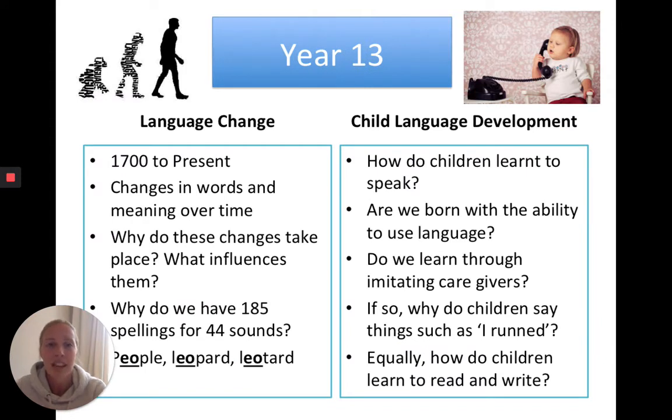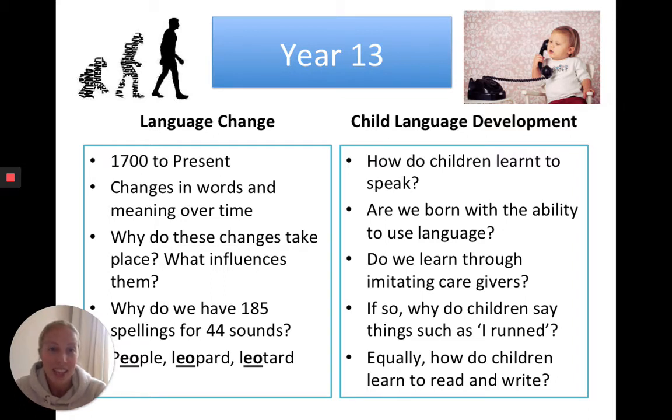Okay, moving on, year 13, we then study two really big topics. The first one is language change, and what we do here is we look at the way in which language has changed and evolved over time, and it's absolutely fascinating. In particular, some of the written changes that have taken place, and we look at what's influenced those. So we go right back to the 1700s up until the present day.